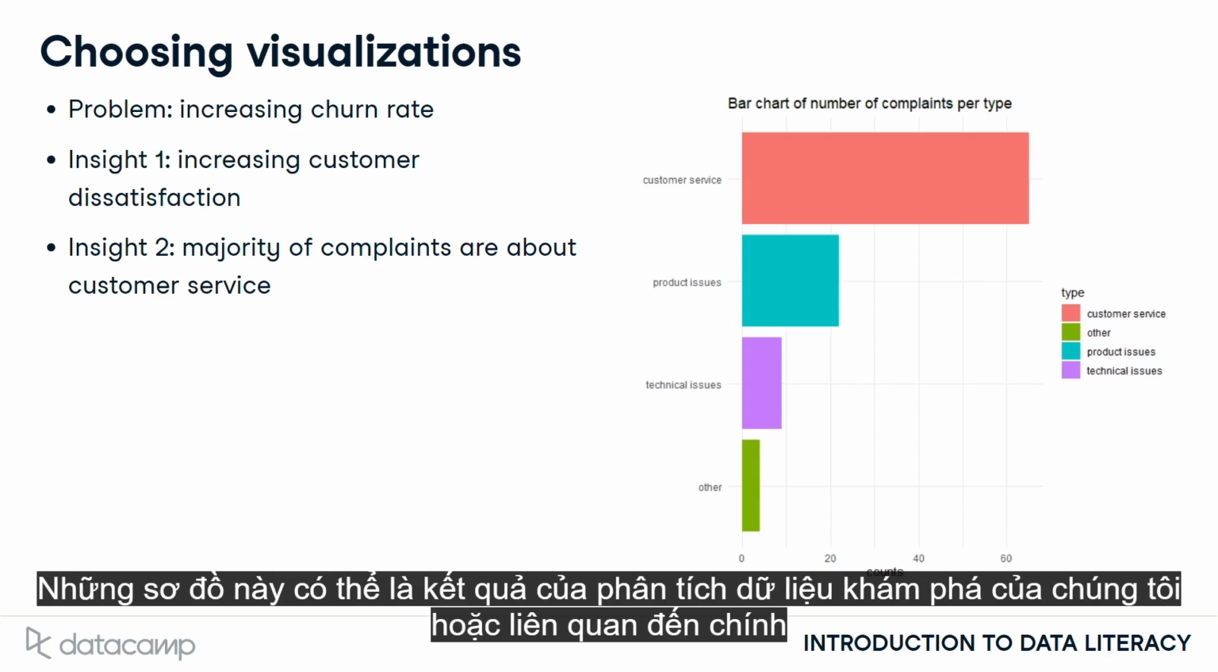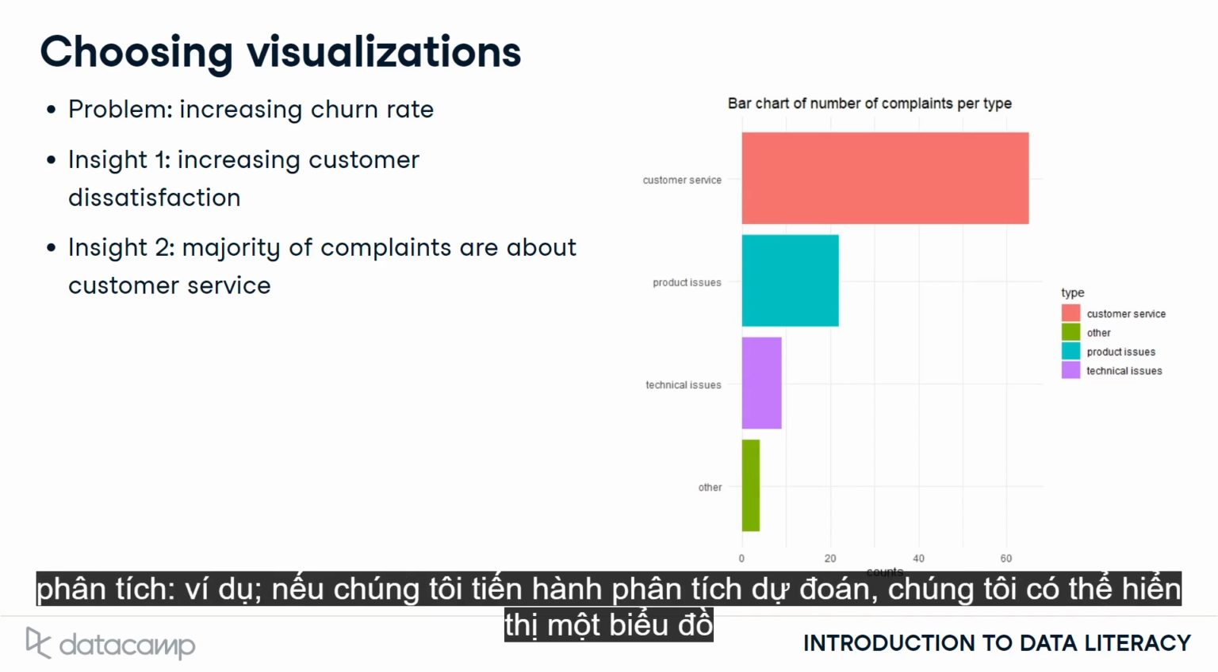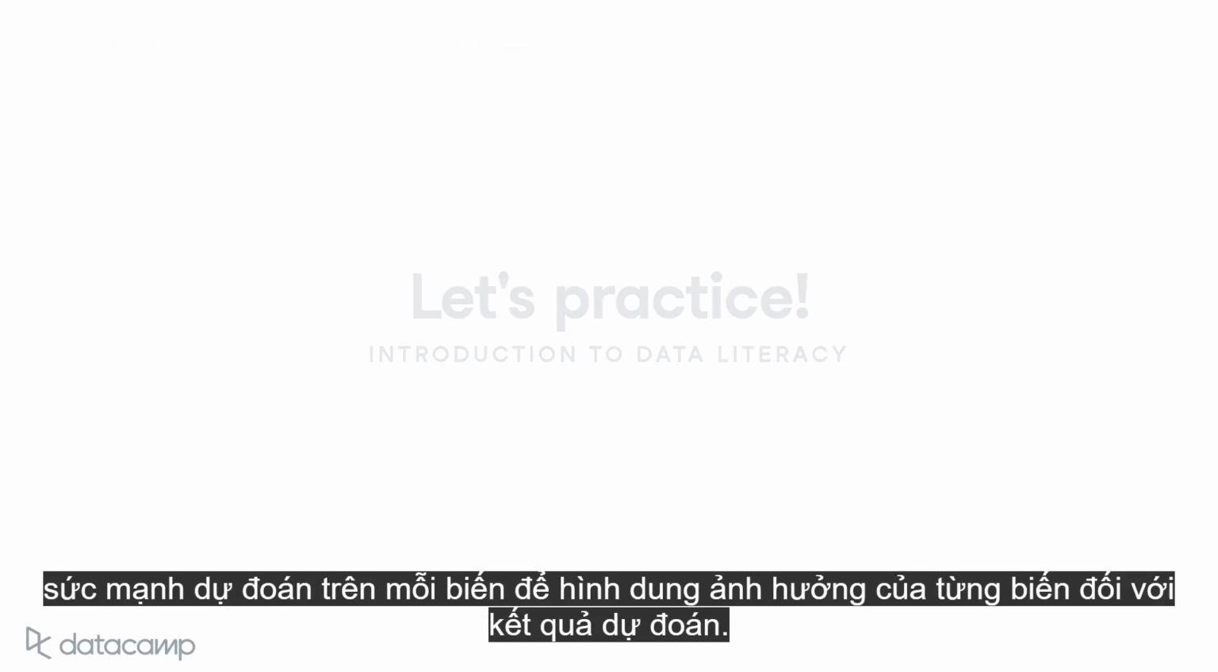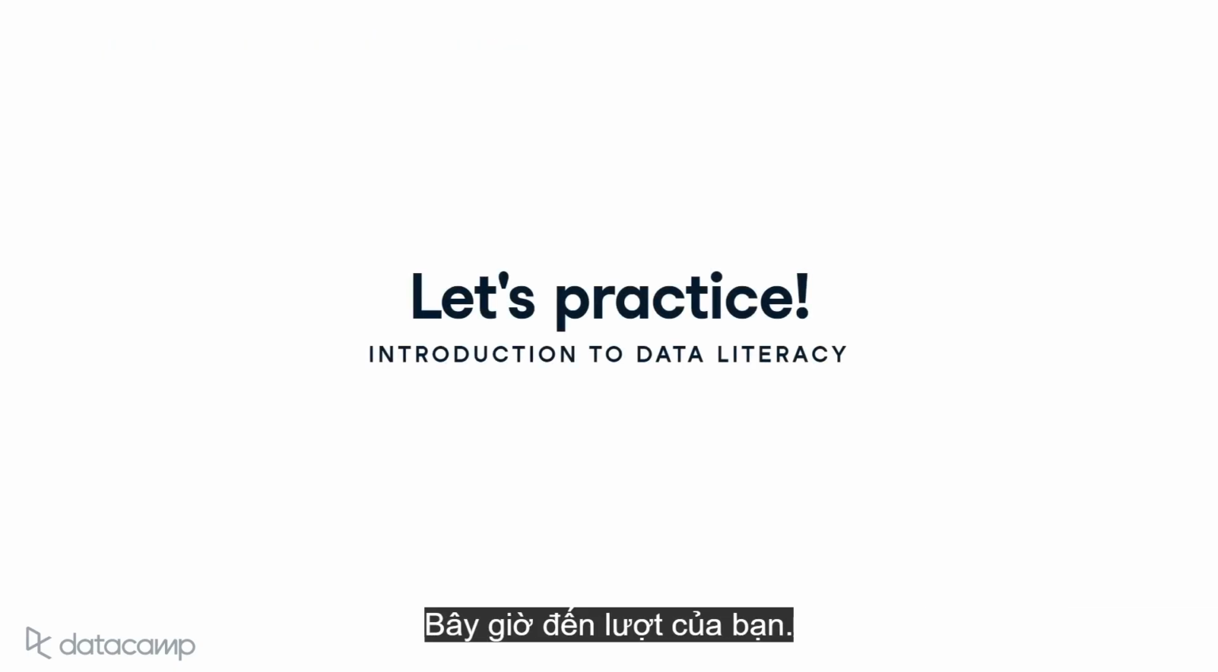These plots can be the result of our exploratory data analysis or related to the main analysis. For example, if we conducted a predictive analysis, we could show a plot of predictive power per variable to visualize the influence of each variable on the prediction results. That's it for me. Have fun with your case study.